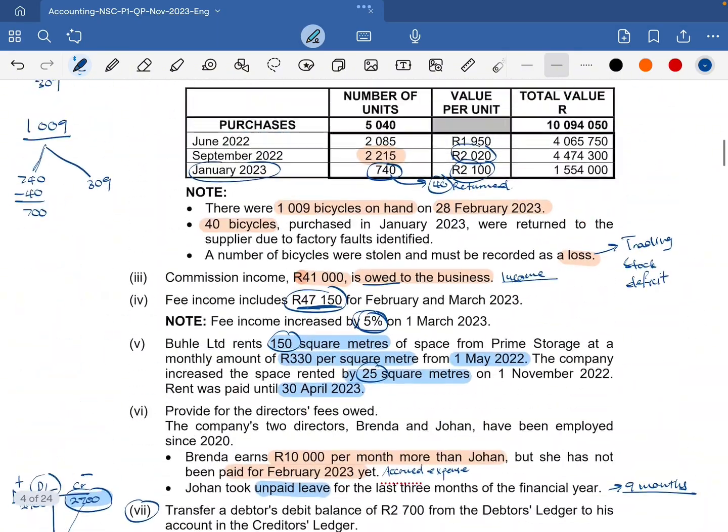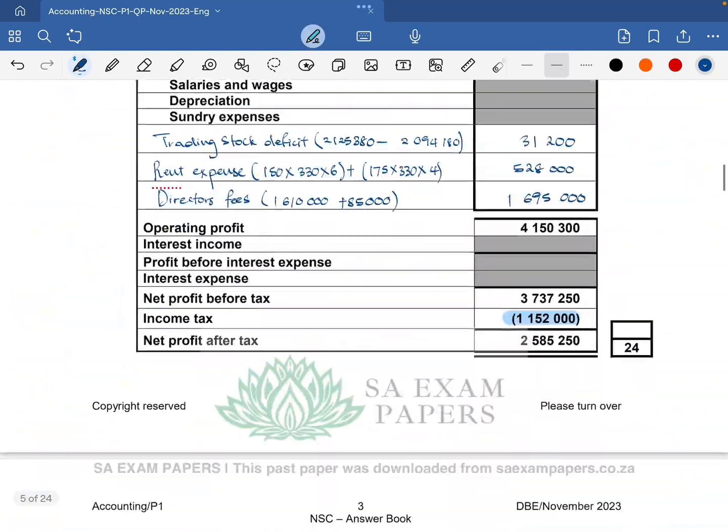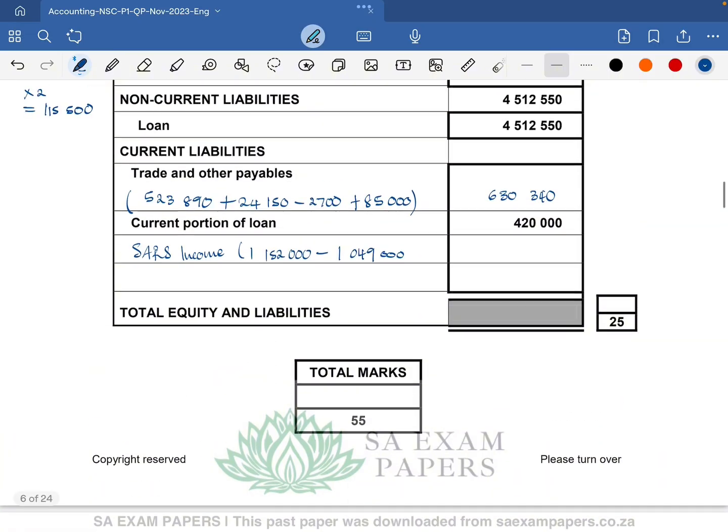Let me just see this amount again. 1,049,000. Let's quickly see how much we owe SARS.